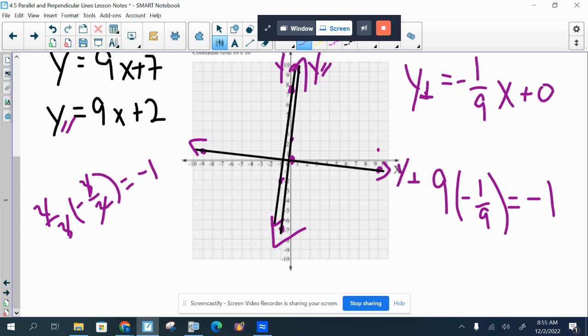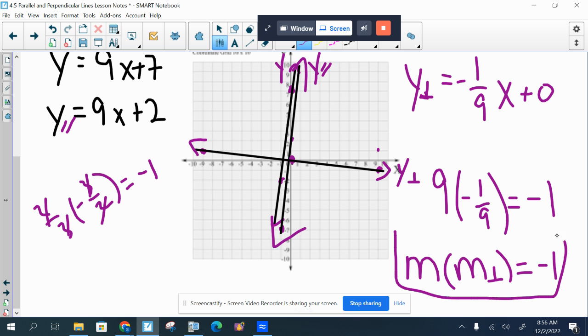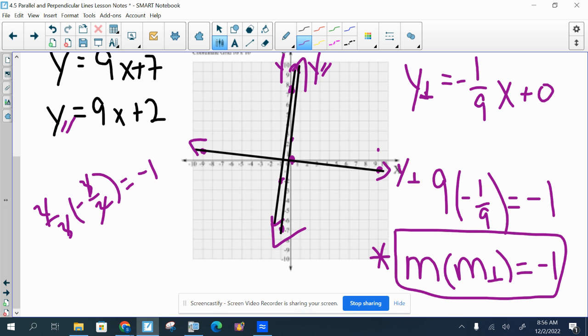So the main thing to write down here for your notes is that anytime you have m times m perpendicular, so I'm meaning the slope of the line times the slope of the perpendicular line, you get -1. I've seen questions on the AIR test that have an idea like that in the question, and it's a little bit tricky to understand, but that's all that means. It's just if you know what they're talking about, then it's easy. So we're just going to practice with writing the parallel slope and the perpendicular slope on the next part.